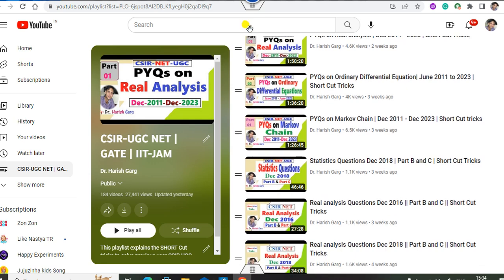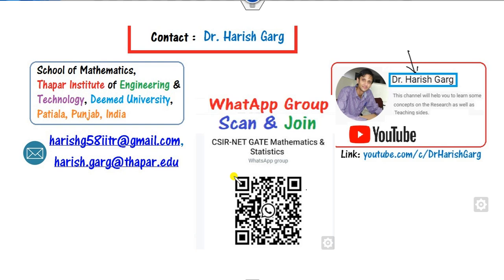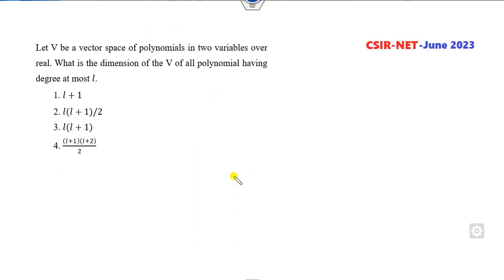So we can see now in this part we will see about the June 2023. The first question is related to here. V is the vector space of polynomials of two variables, like x comma y, over the reals. Then what is the dimension of polynomials of degree at most L? That's very simple. How can you think about that?